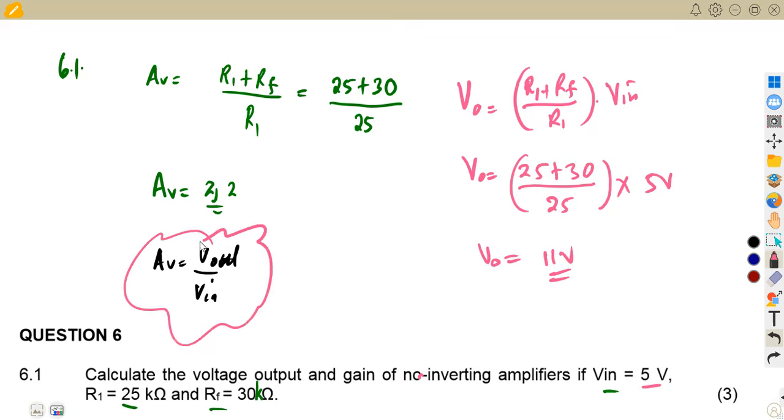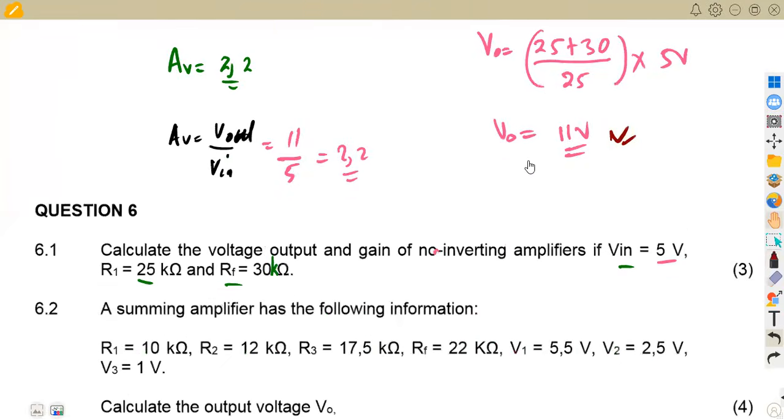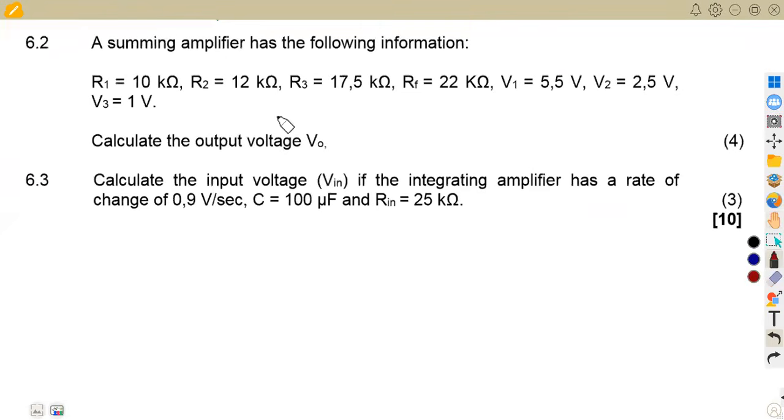Then, in order for us to have the gain, we just substitute 11 for V out over V in, which is 5. So you're going to obtain the same answer of 2.2. That is on the condition that you started by calculating the output voltage.